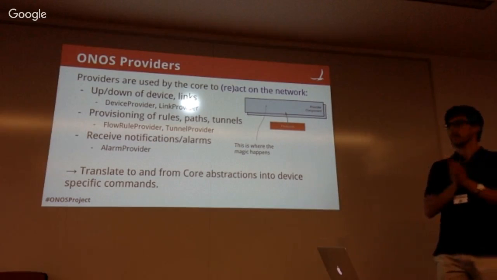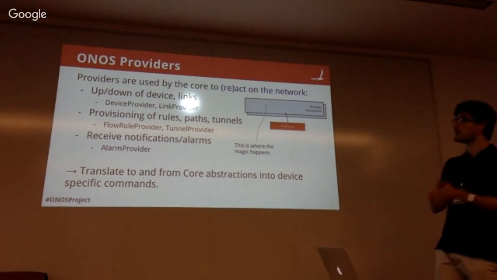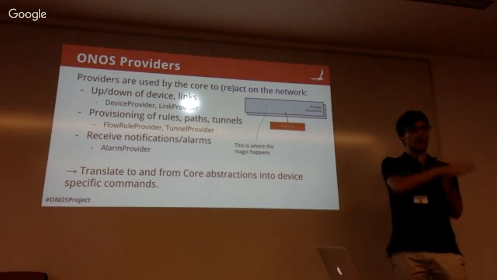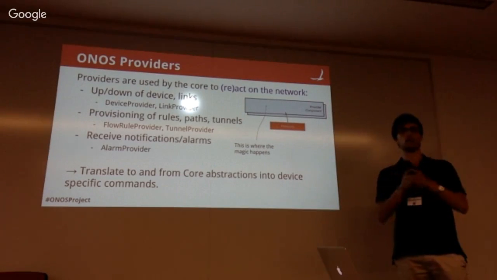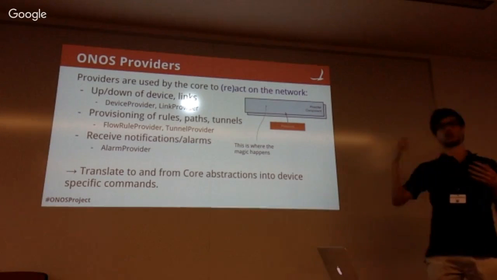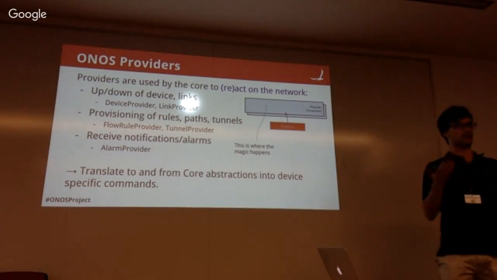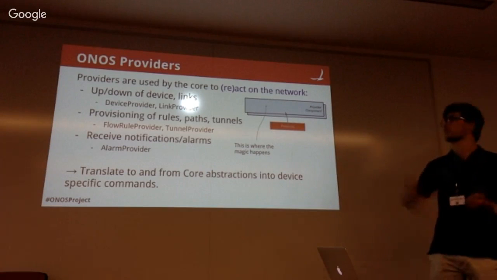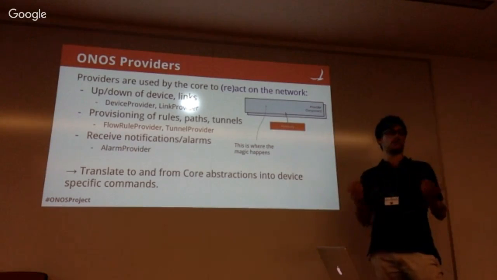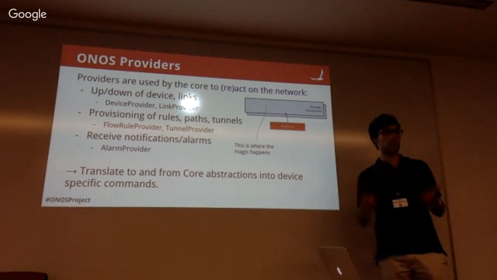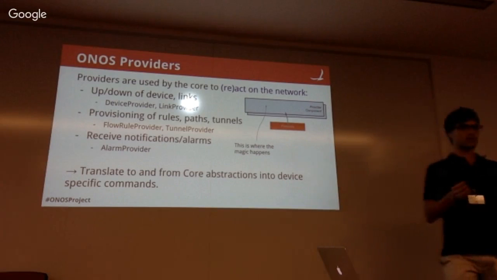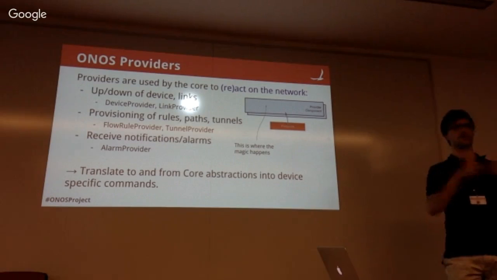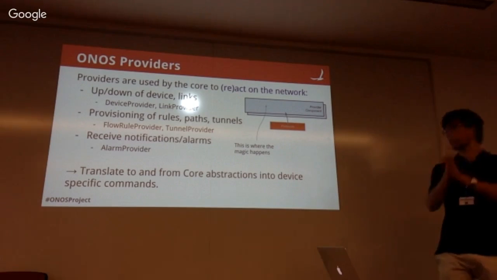A provider is a southbound element that is used to act or react on the network. So these are the classes that actually use the protocols that I told you about before, that are dumb, to actually do stuff. So for example, they react to up and down of devices with the device provider, and there is an OpenFlow device provider, netconf device provider, so they're able to discover the device and tell the ONOS core what is this device, what are its capabilities.